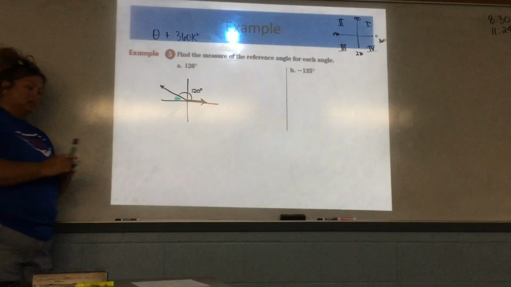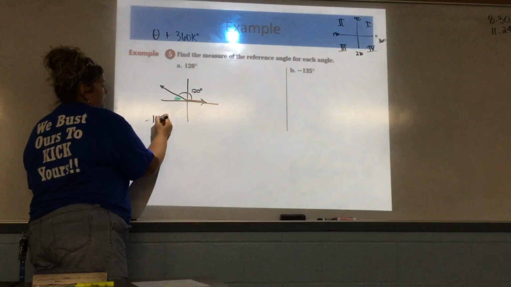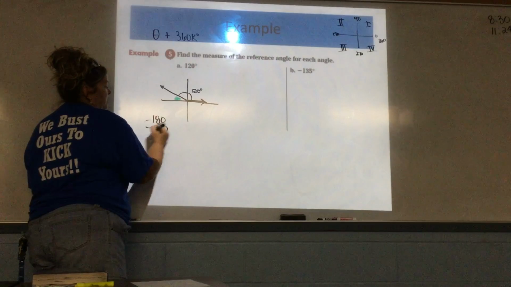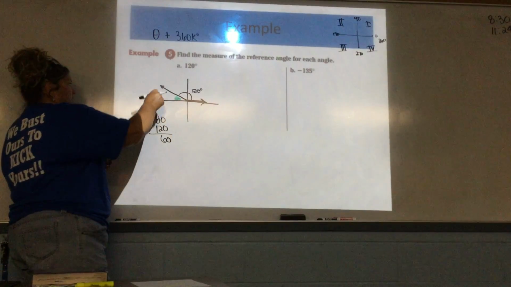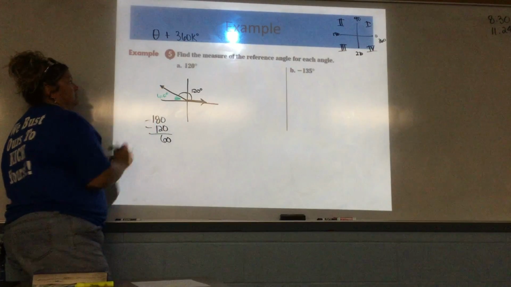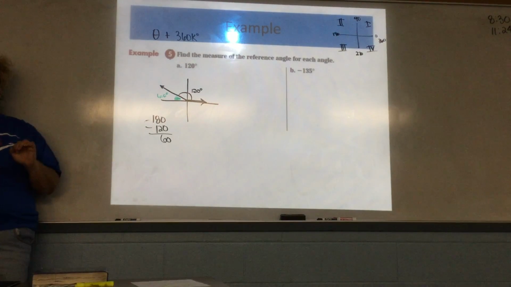180 minus 120. Good. 180 minus 120, which leaves me with 60. So this reference angle is 60 degrees. This is the easiest way, I think, to do it. Trying to memorize those formulas, I think, is only going to mess you up.